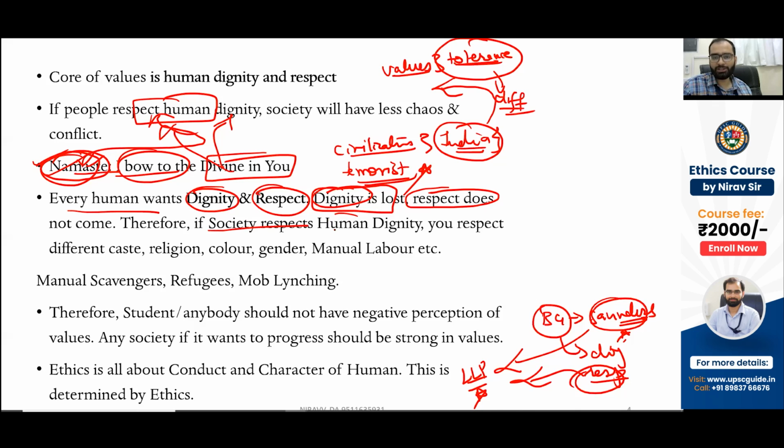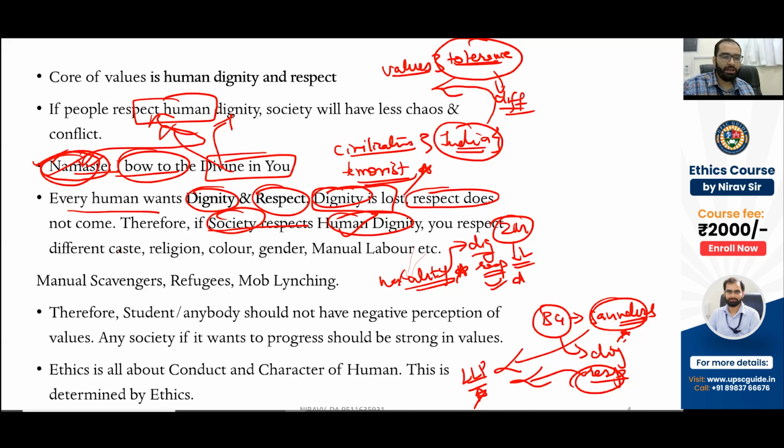Therefore, if society respects human dignity, then automatically the people would start respecting. Yes, exactly. Naxalism was also the same problem, right? Where does the Naxalite problem come from? If you look at its core, the origin of all the problem is in the value system. Somewhere we did not respect them. We treated them as slaves. Landless laborers, the zamindari system, all this system. So when you write an answer, you have to write that if society respects human dignity, then automatically we don't need to bring in laws.